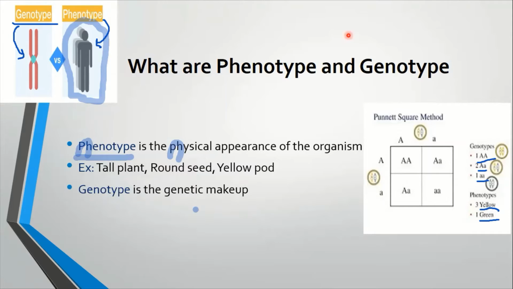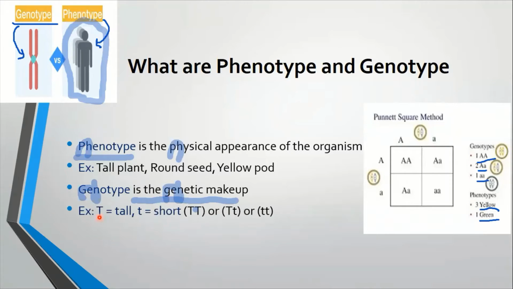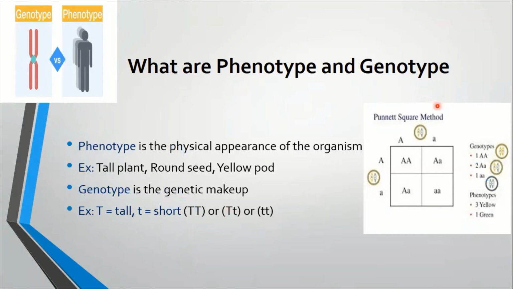Now we'll go to the genotype. Genotype also is easy. It is the genetic makeup. Genotype starts with G-E-N, and genetic makeup, or genetic, starts with G-E-N. Some people say it is the alleles. Like we have an example: capital T is for tall and small t for short. So we have capital T capital T, or capital T small t, or small t small t. All of these are examples of genotype.